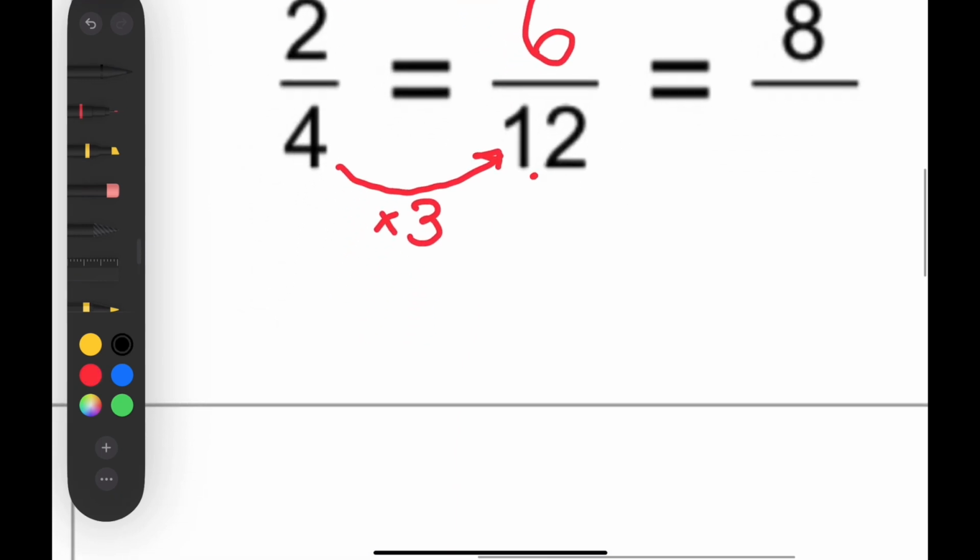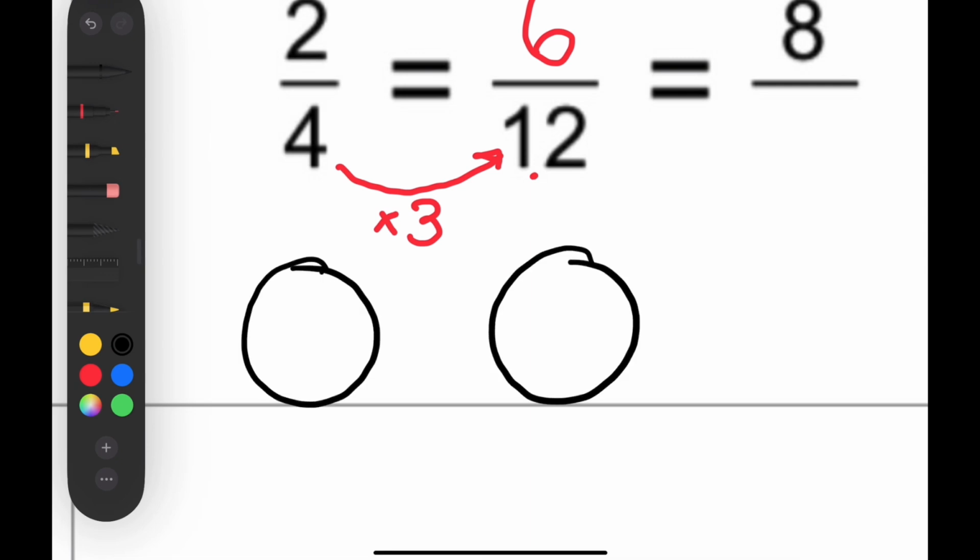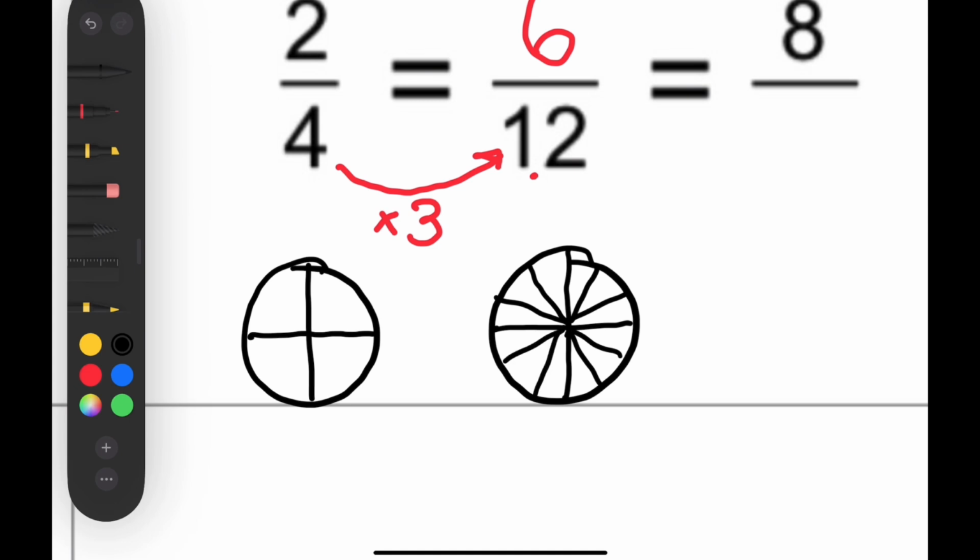And really quickly, if I was to draw a model to represent this, let's say my first one is 4 slices, and my next pie is 12 slices. Now, if I was to shade in 2/4 and then copy that and lay it right here, I could see that there is 6 shaded in.